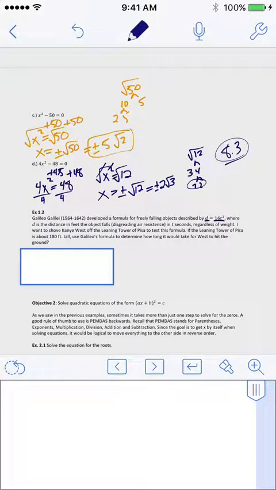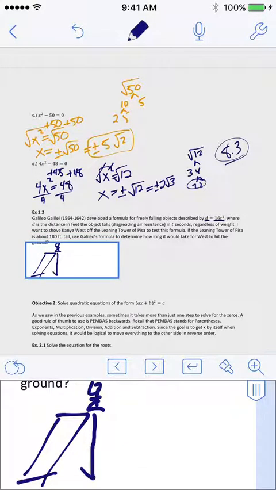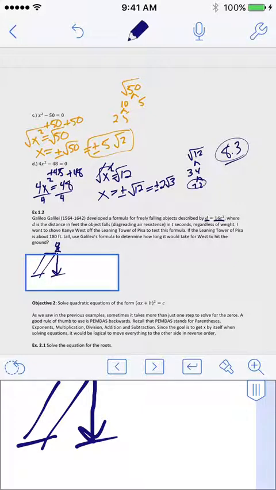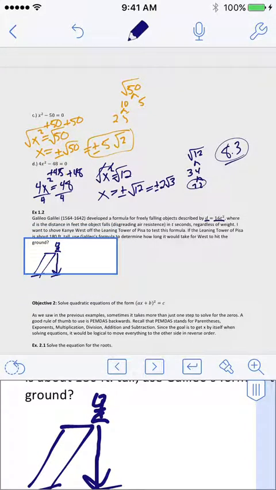Okay, so we've got this Leaning Tower of Pisa, right? Maybe it's not that dramatic, but it seems like it. Here's West up here at the top, chilling with his stupid white t-shirts that cost $300. And then I want to push him off and I want to see when he hits the ground. Okay, so straight free-falling object. That would be West here with his little smile.